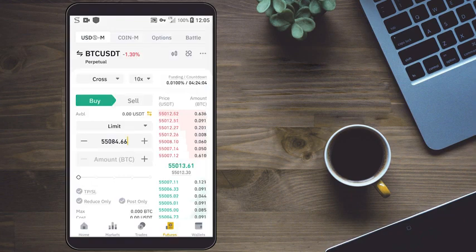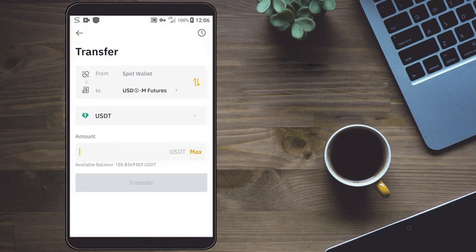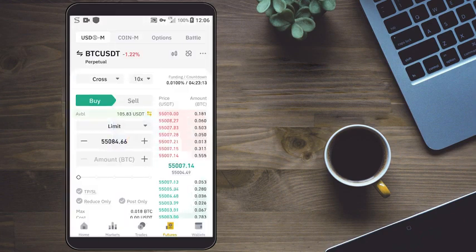The first thing that we must do is to transfer USDT from the spot wallet to here in the futures wallet so that we can buy or sell this contract. By touching this transfer button, you see USDT is already selected and we are transferring from the spot wallet to the USDT futures wallet. Here you can enter the amount, or by touching Max, all of your available USDT in the spot wallet will be entered. Touching transfer, and it was successful. And as you can see, we have USDT available here for trading.